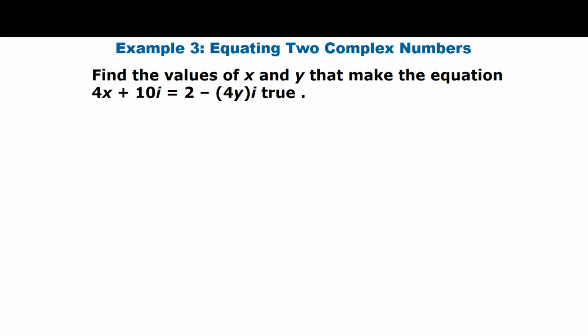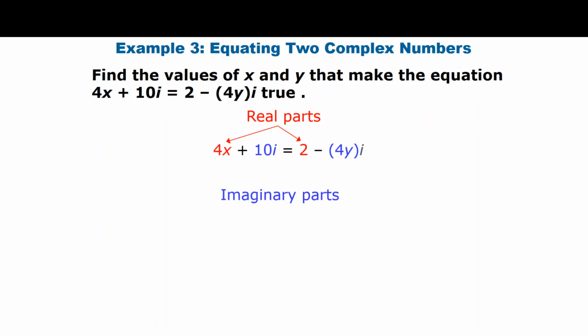Let's look at this example. 4x plus 10i equals 2 minus 4y times i. And it says, find the values of x and y that make this equation true. So the first thing we want to do is go ahead and write our equation down, and we need to pick out which ones are the real parts, and those are going to be our 4x and our 2. And then which parts are going to be our imaginary parts? That's the 10i and the 4yi. All right, there they are.